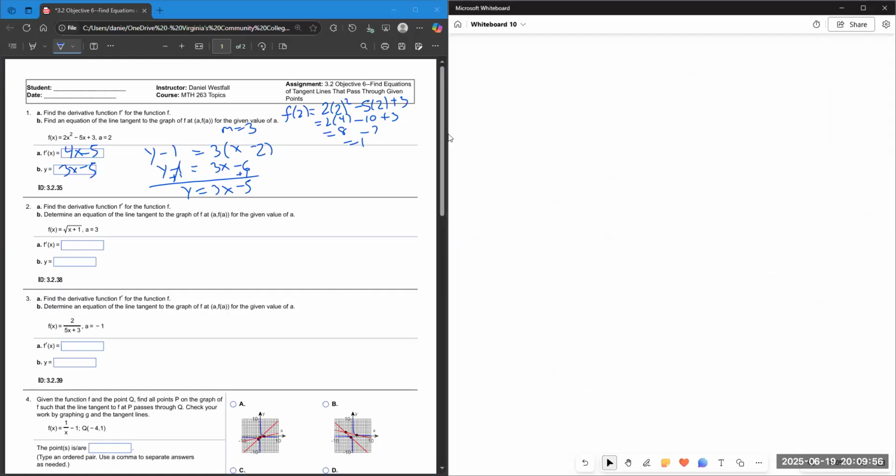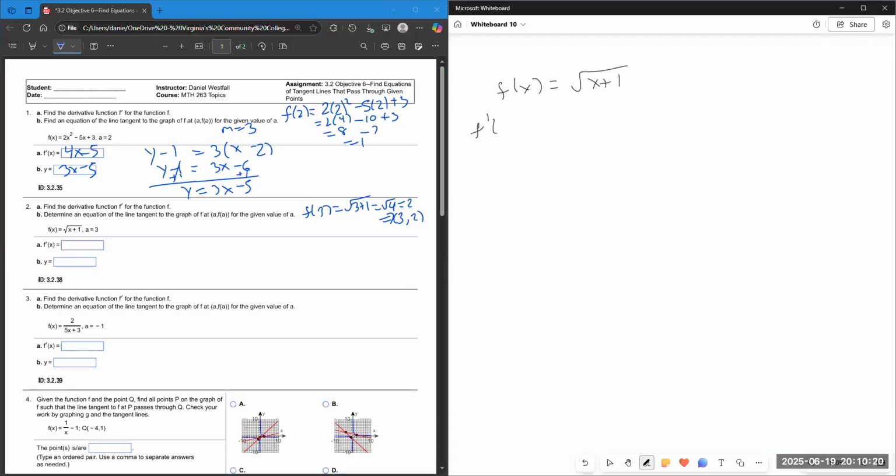Before we get started, let's find f of 3 here. Root 3 plus 1 is root 4 is 2, giving me the point 3, 2 on this line that I'll need later. F of x is equal to root x plus 1.